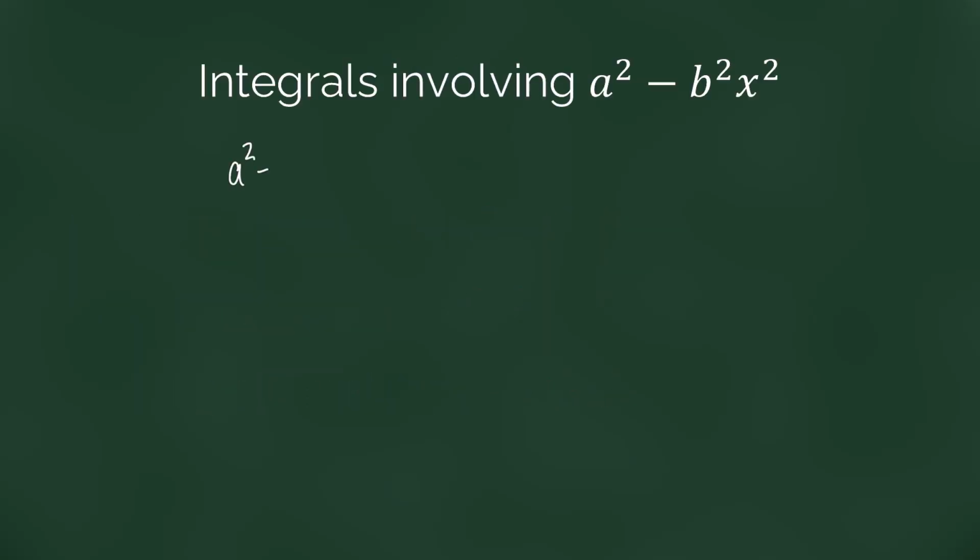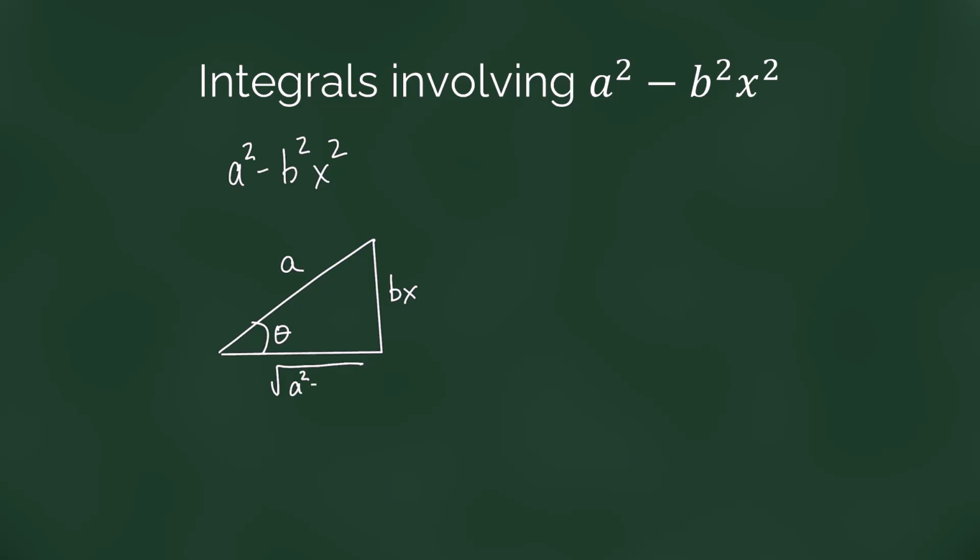When our integral involves something of the form a squared minus b squared times x squared, we're going to make a trig substitution that will hopefully then introduce an integrand that we already know an antiderivative for. So let's look at a right triangle. Here we have an angle theta. If we put bx on the opposite side and a on the hypotenuse of that triangle, then the missing third side would be the square root of a squared minus b squared x squared.